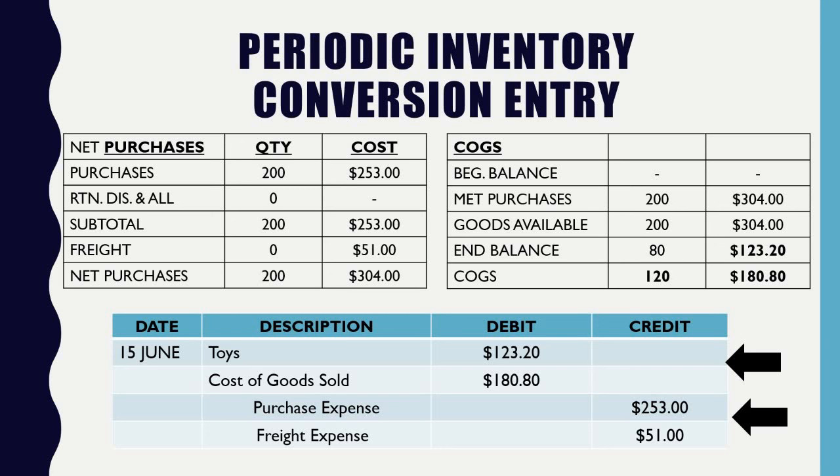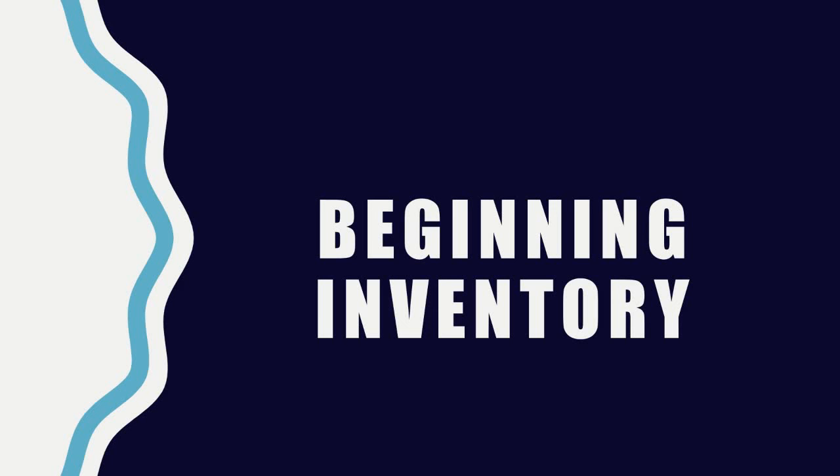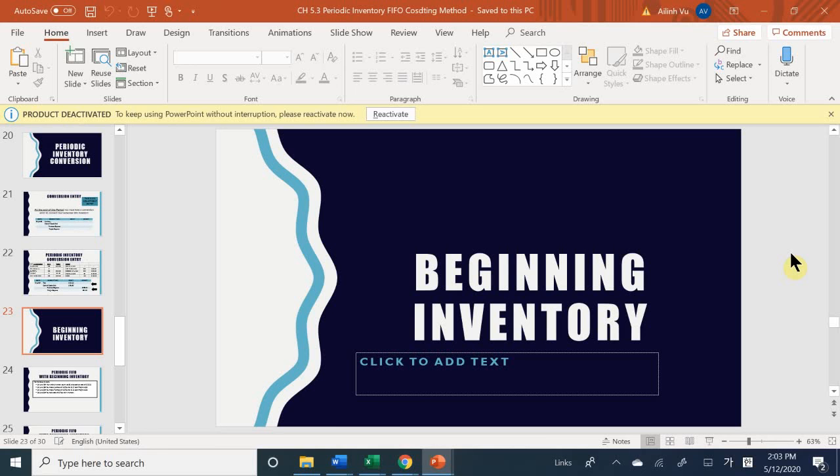Any questions about this conversion entry? This is very important because when we move on to the next problem, we're going to be taking these 80 items that we had and we're now going to include them as beginning inventory. All right, we'll take a break and then we'll continue on.